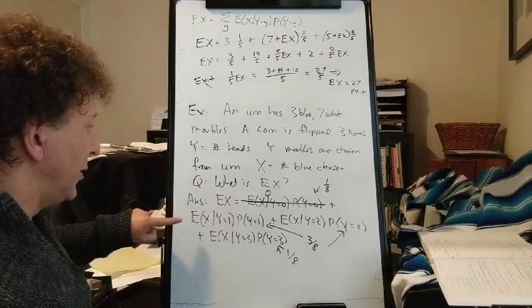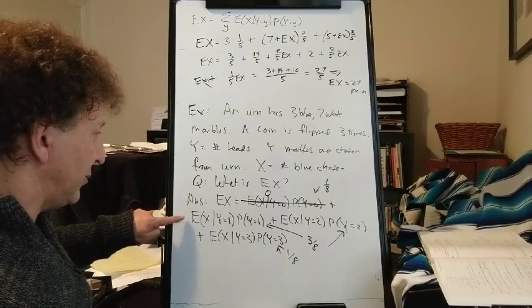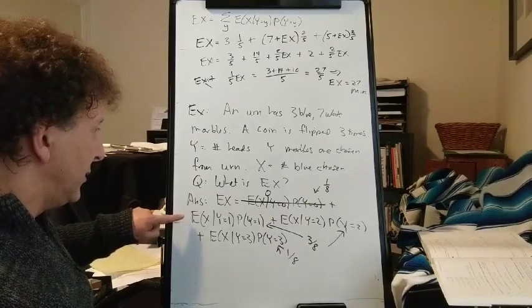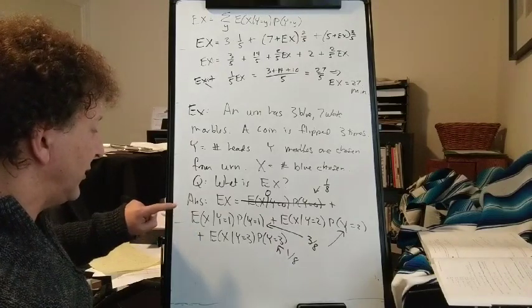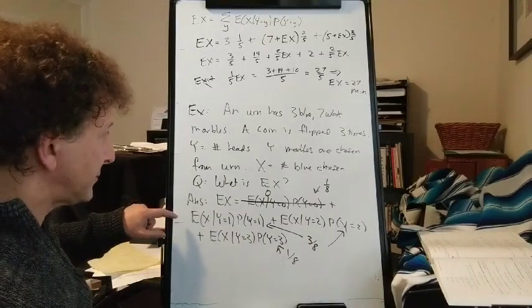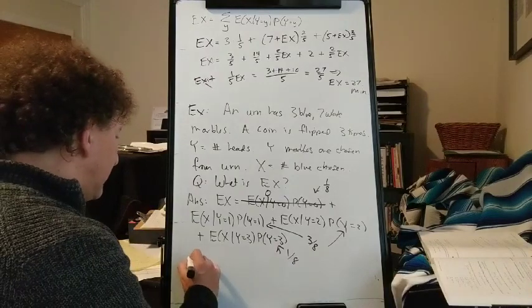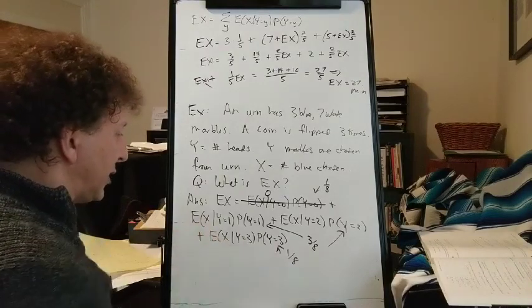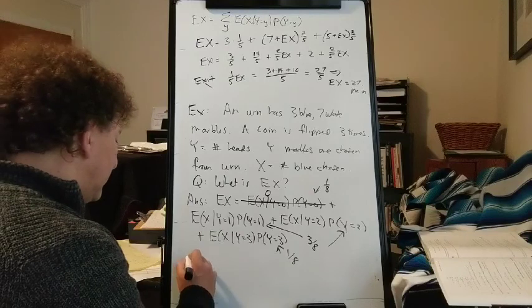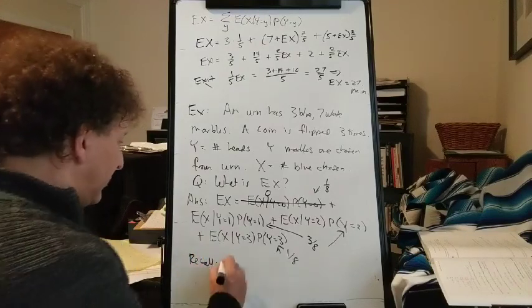Now for the other one, we have to think about what distribution this could be, where we choose a certain number of marbles from an urn and then count how many are blue. So this is a hypergeometric distribution. So we need the expected value of a hypergeometric distribution. So let's just recall how that works.